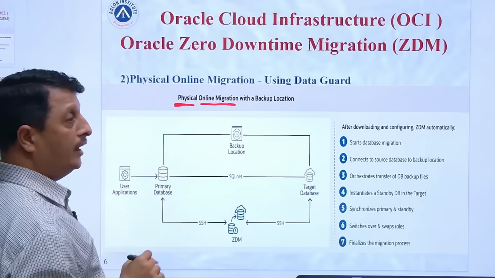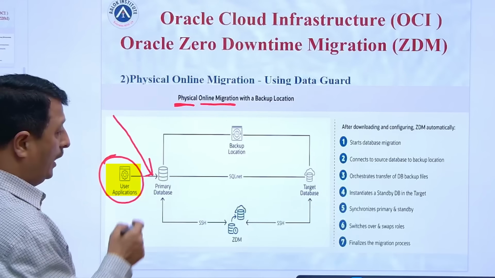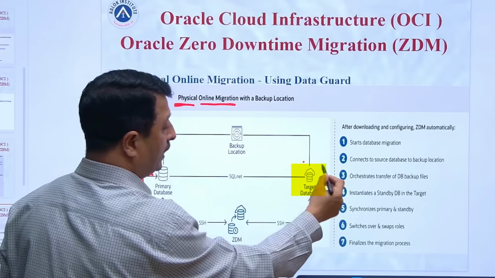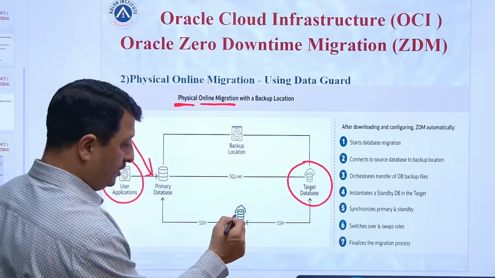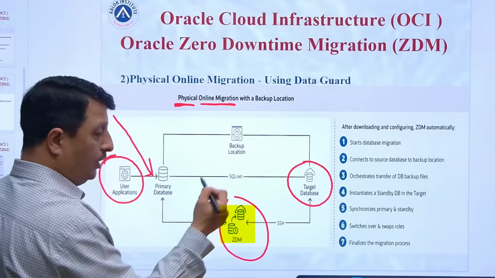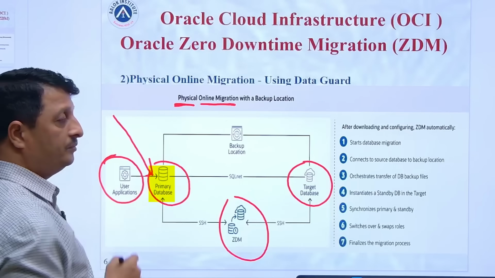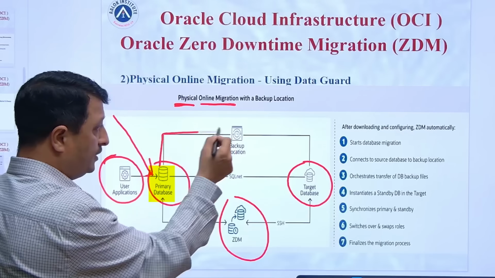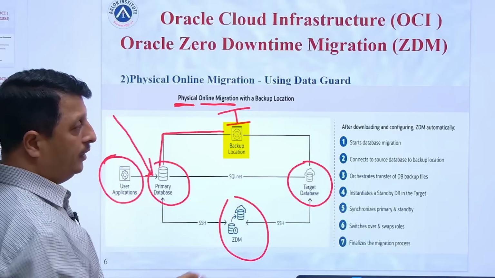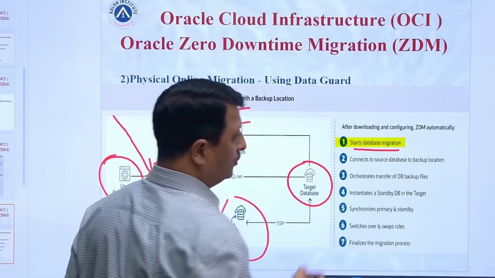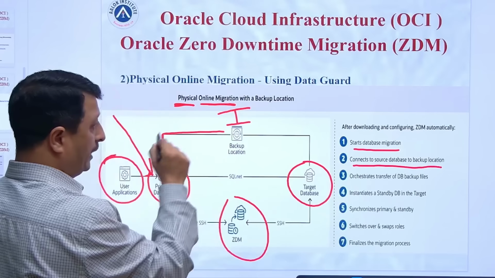When I say it's online, your application is still accessing my source database. While it is accessing, I'm preparing the migration. So here the approach says ZDM will first go ahead and take the backup. Here it says it is taking a backup, so it is first finishing this task. After backing up, as clearly mentioned here, it starts the migration process. It connects to my source database and takes the backup.